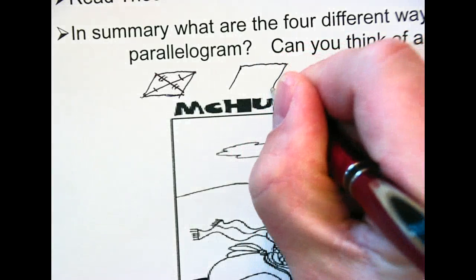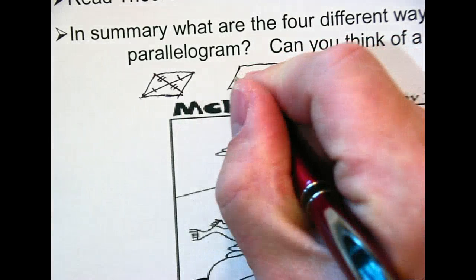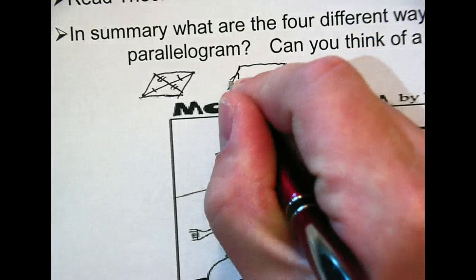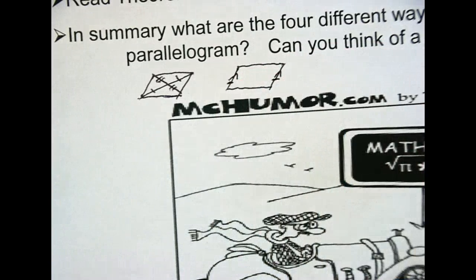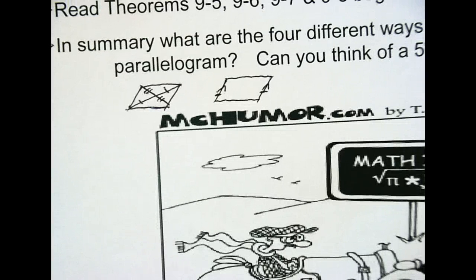9.6: if one pair of sides are both parallel and congruent. Now that's not really one we talked about yesterday, but if you have a set of sides that are parallel and congruent, then that is a parallelogram. One set of sides, both parallel and congruent.